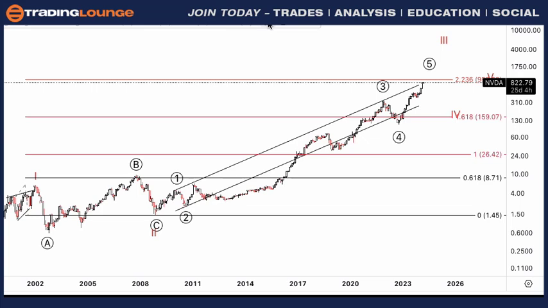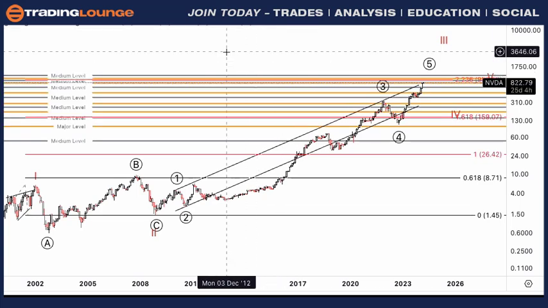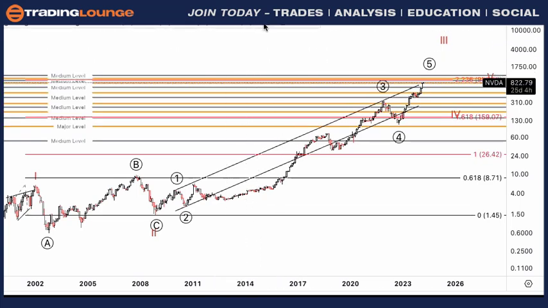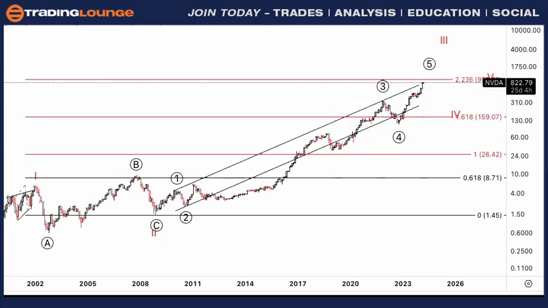Obviously being wave 5, obviously being 1,000 a trading level pattern, TL1.